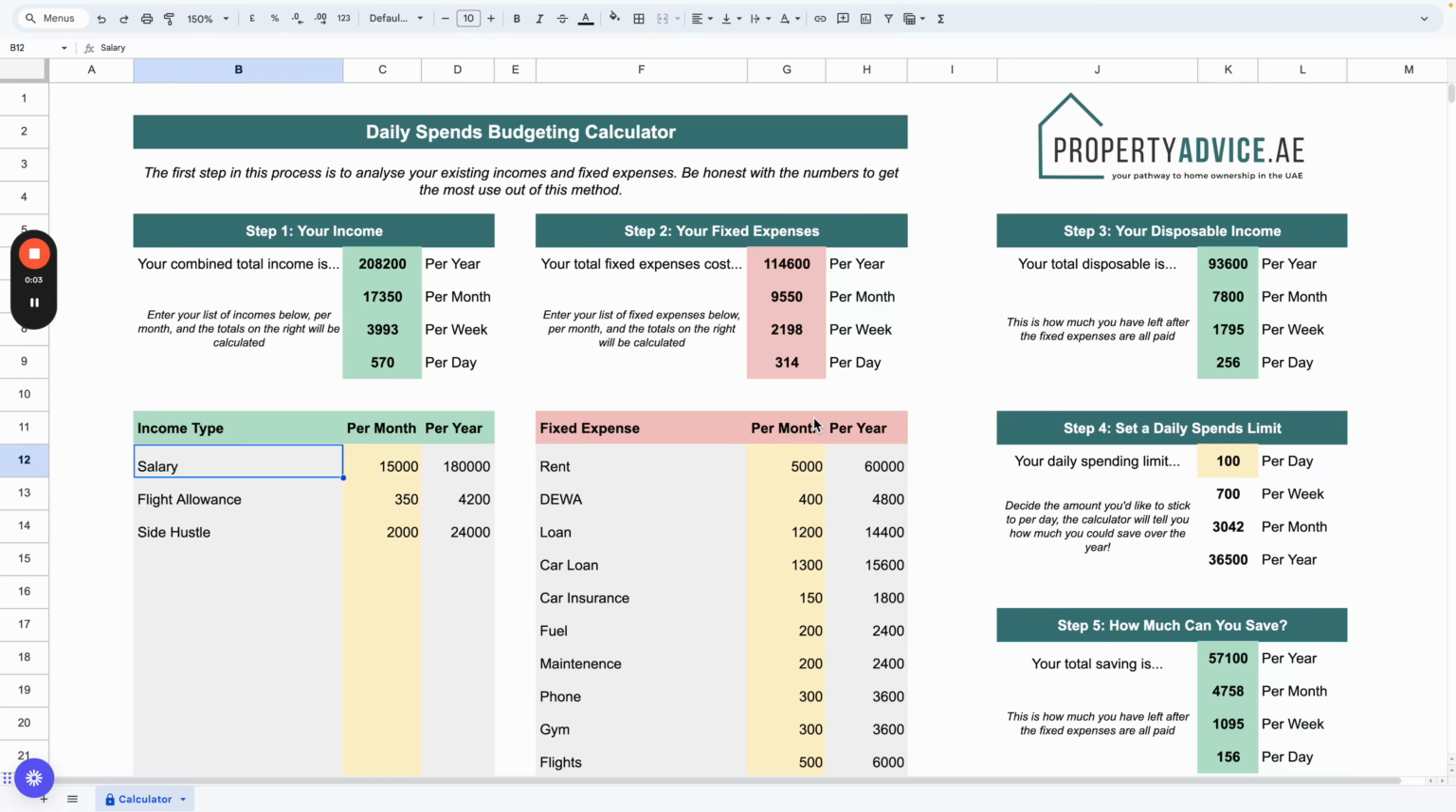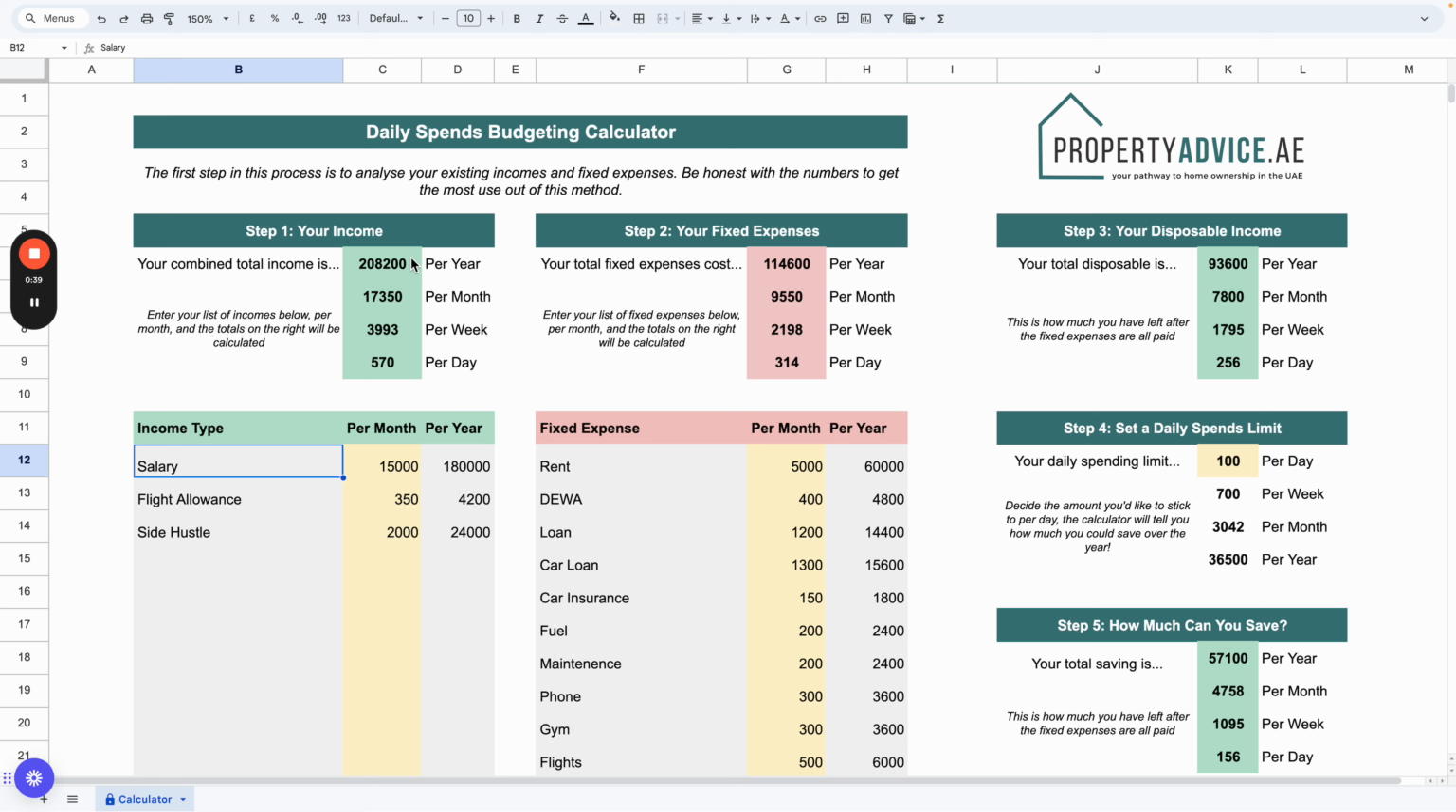I'll be going over my daily spends budgeting calculator here. This is all part of my PropertyAdvice.ae project. This calculator is nothing to do with property actually, but it may help people create a saving plan in a slightly different way, which actually allows them to reach their goals. And if their goal is to invest in property, well, you can have a look at the site for various other calculators to do with property as well. But this is going to focus specifically on just saving and budgeting every month.